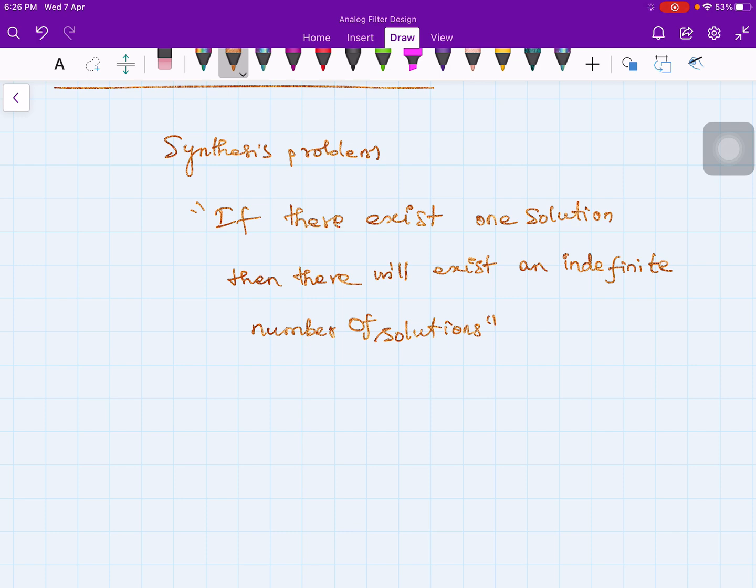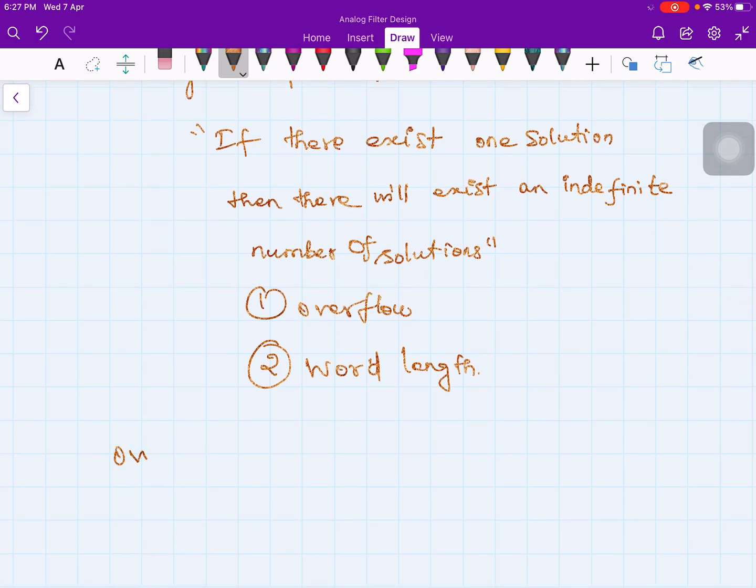If you find one solution and you analyze it, you will find that it has different properties, and the two things that we have to worry about are overflow and word length effect. So every solution has its own overflow problem and word length problem. And now overflow, let us see what it is.